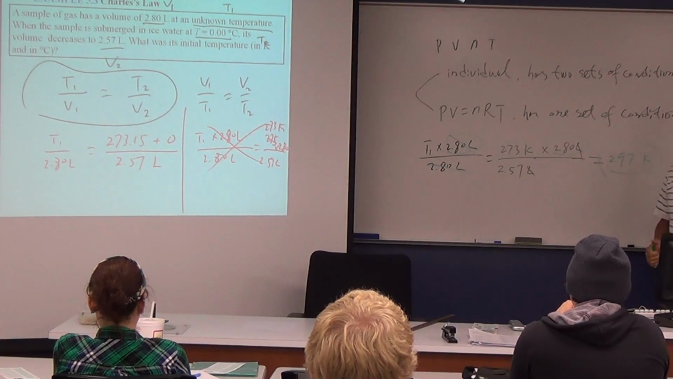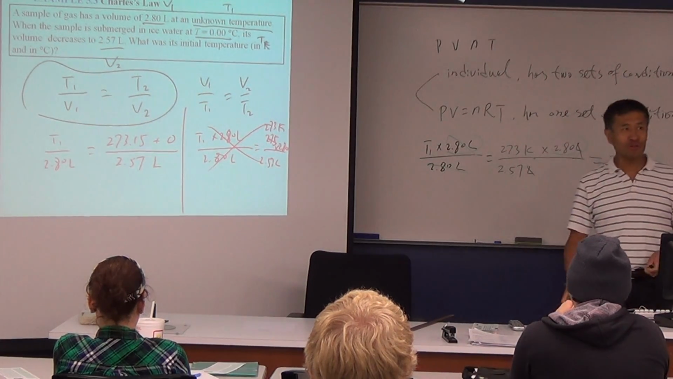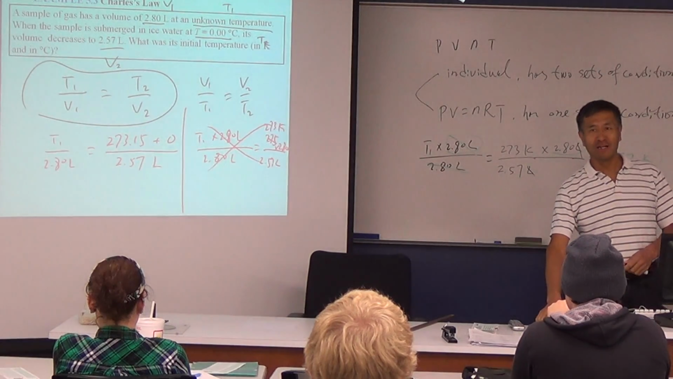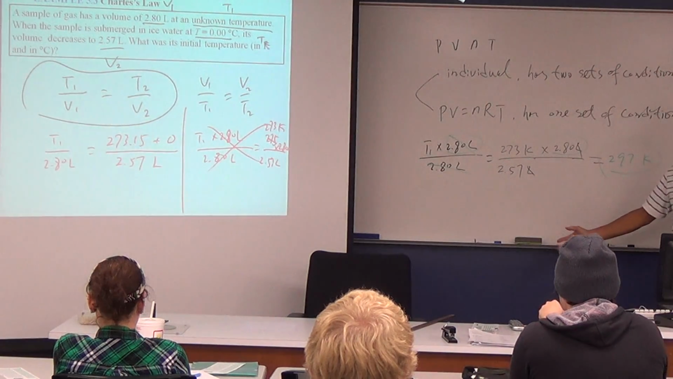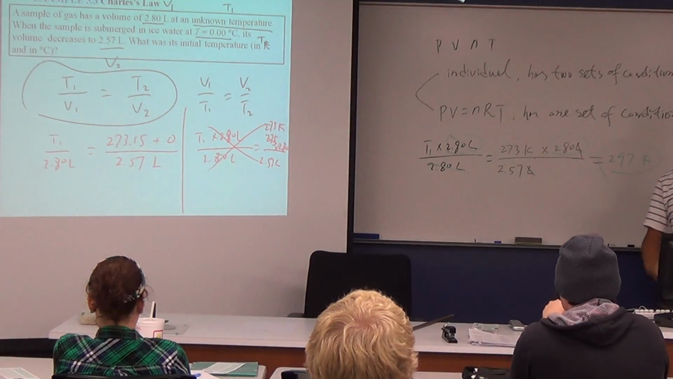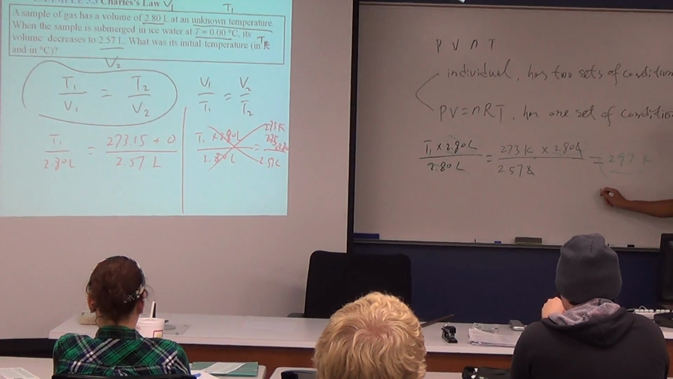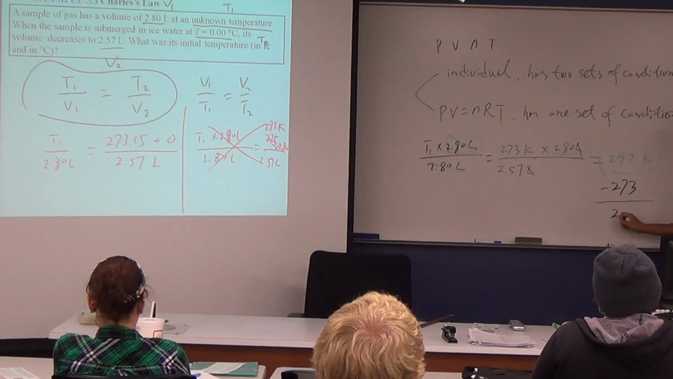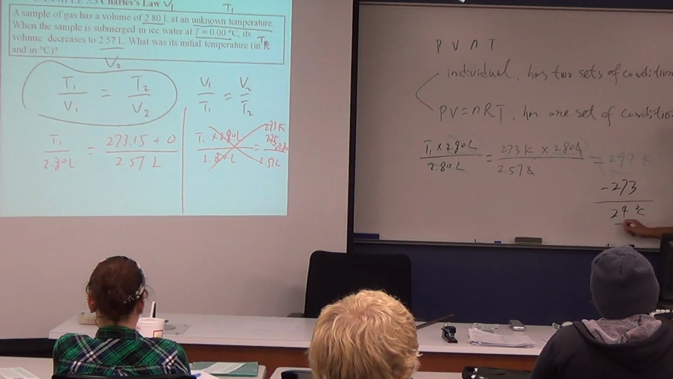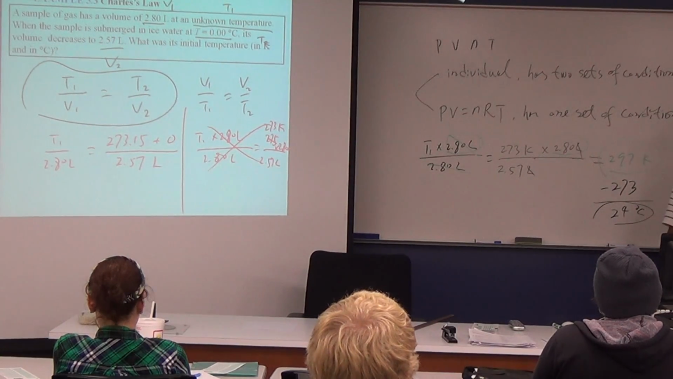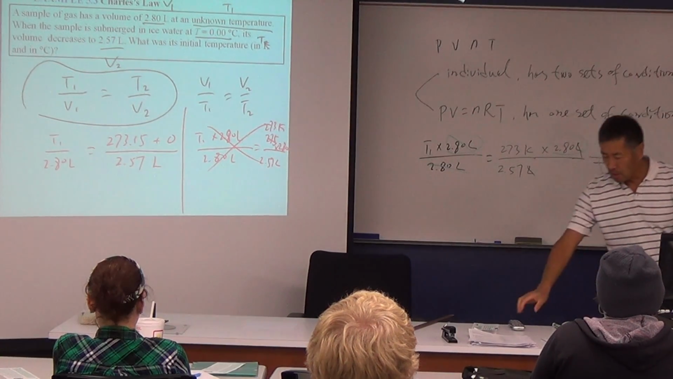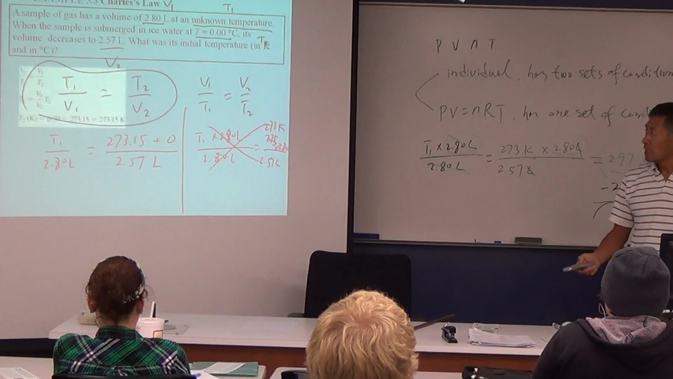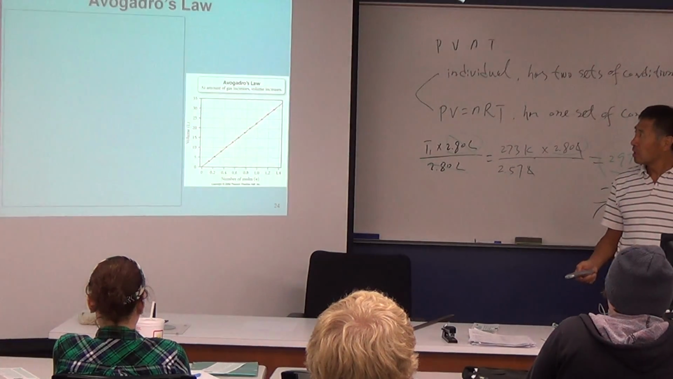So we use Kelvins for temperature in all the calculations with gases. Even though you get Kelvins, the multiple choice answer might ask you to change into Celsius. So what you do is subtract 273, and you will get about 24 Celsius. All right, so that is one example.